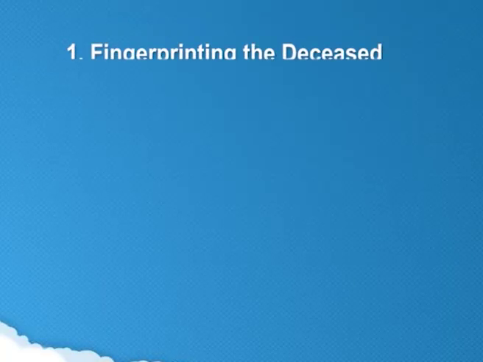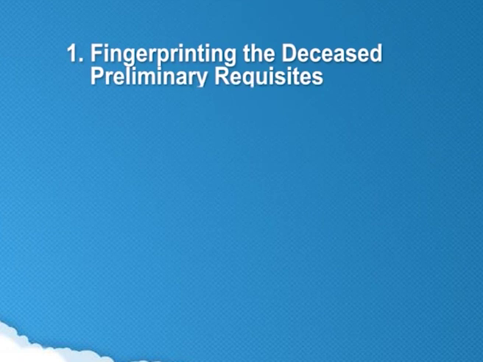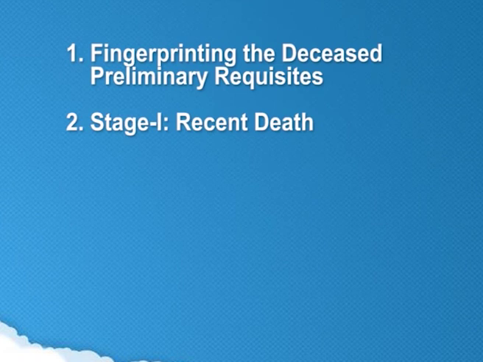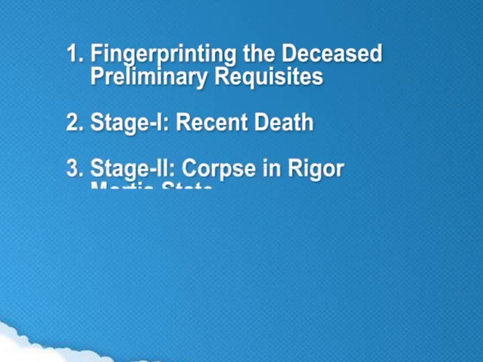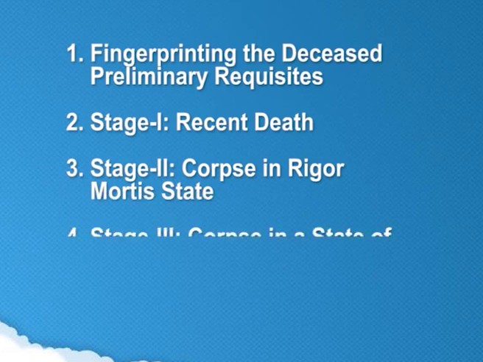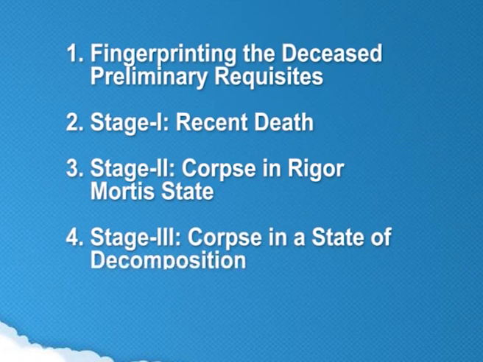Let us now look at the modules which we will be covering today. First is fingerprinting the deceased, preliminary requisites. Second, we have stage 1, that is recent death. The third module is regarding stage 2 or corpse in rigor mortis stage. Module 4 is regarding stage 3 or corpse in a state of decomposition, and the last module that we have is the conclusion. We will cover these modules one by one.